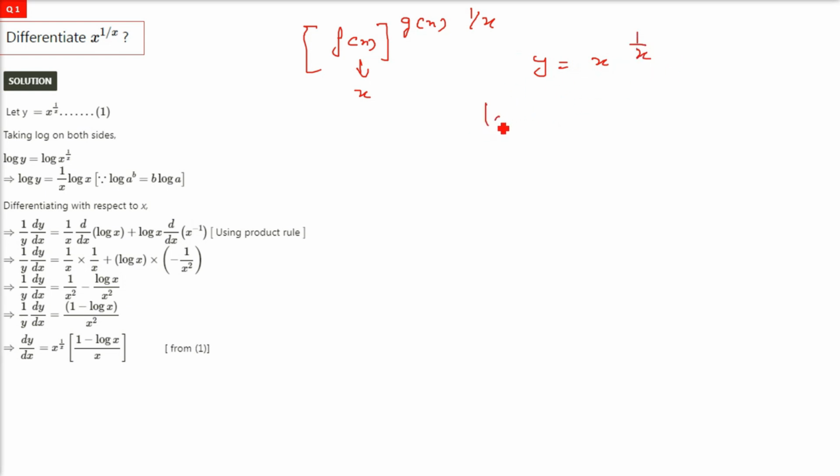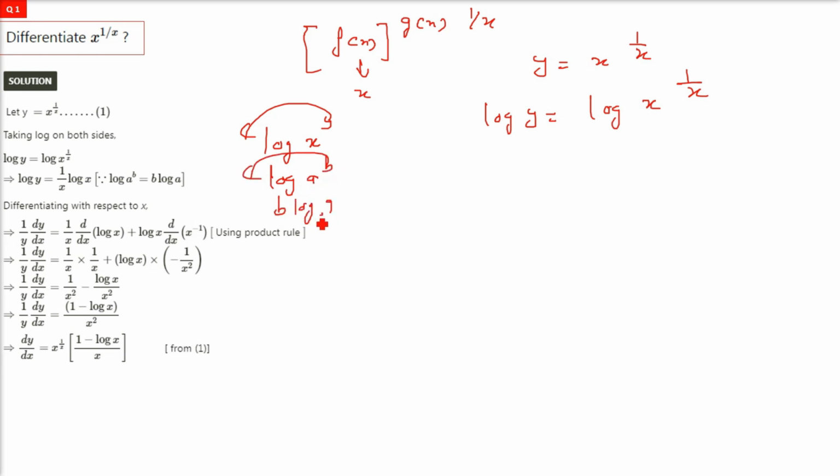The first step is to take log of y, that is, you take log on both the sides. Base is already e, always e in this case. So log x to the power 1 by x. And we know that the power comes in front. As I already indicated, if we have log a raised to b, b will come in front, b log a, base will be e. So 1 by x will come in front. It is going to be 1 by x log x, and here we have log y.